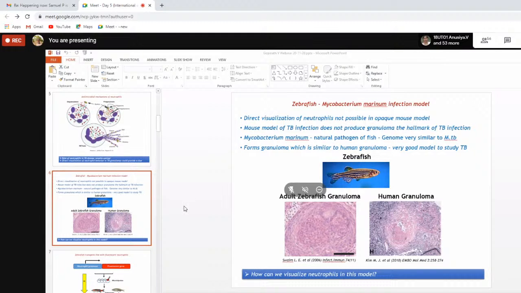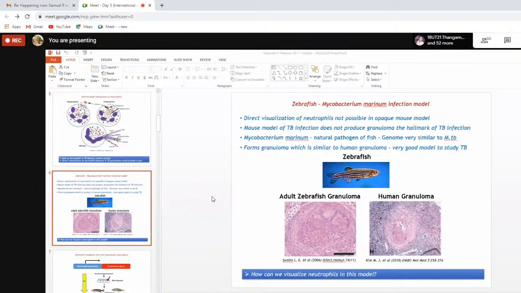And second, when Mycobacterium marinum infects zebrafish, it forms granuloma which is similar to human granuloma. You can see on the left side, an adult zebrafish granuloma stained with H&E staining. And on the right side, a human granuloma, and you can appreciate that both have a very similar structure with a central necrotic core surrounded by immune cells. So this means it is a very good model to study TB.